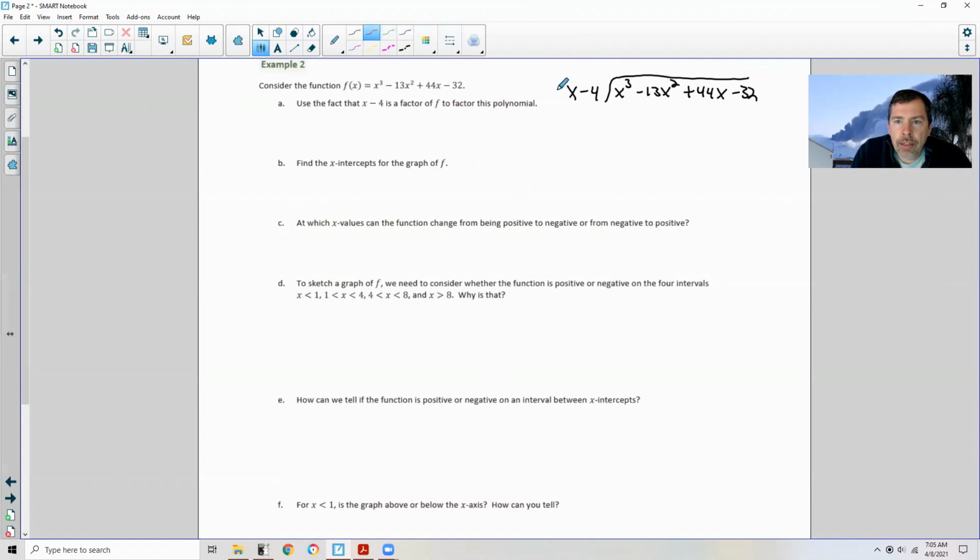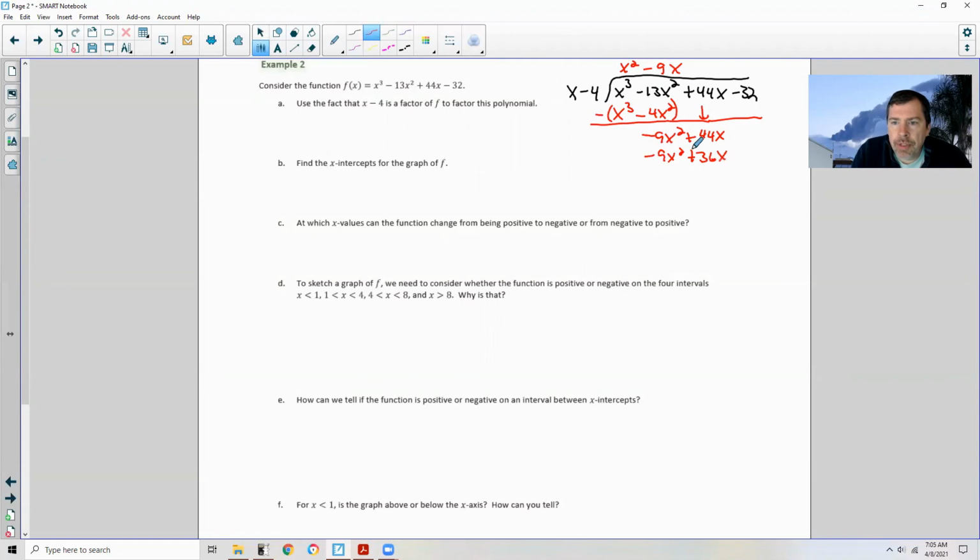Okay. So x cubed divided by x is x squared. That will give me x cubed here. X squared times a negative 4 is negative 4x squared. This should be pretty routine by now. Subtract and be careful with your signs. Minus a negative is plus. This will give me negative 9x squared. Bring down my plus 44x. Negative 9 divided by 1 is negative 9. X squared divided by x is x. Negative 9x times x, negative 9x squared. Negative 9 times a negative 4 is a positive 36. 9 times 4 is 36. Negative 36.